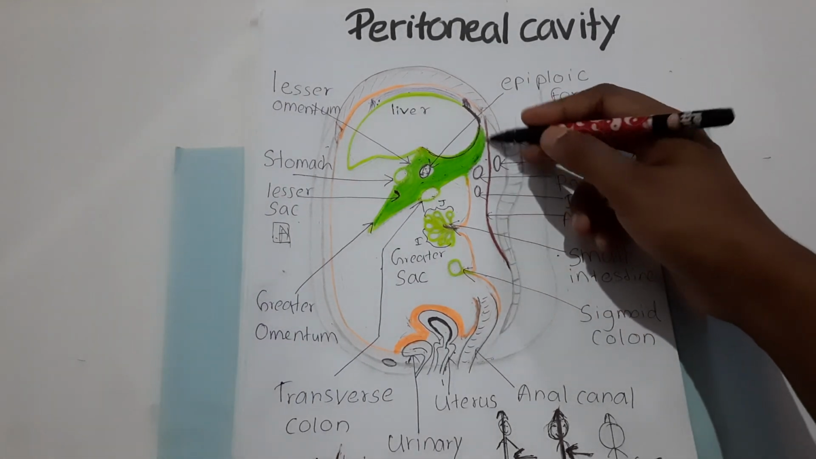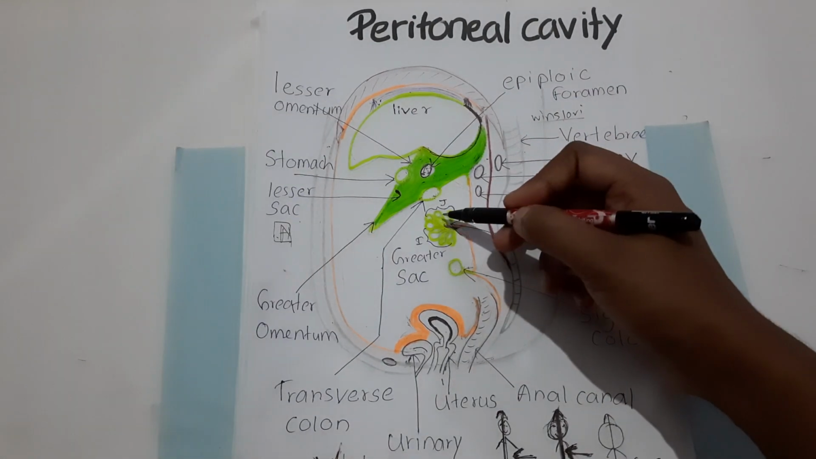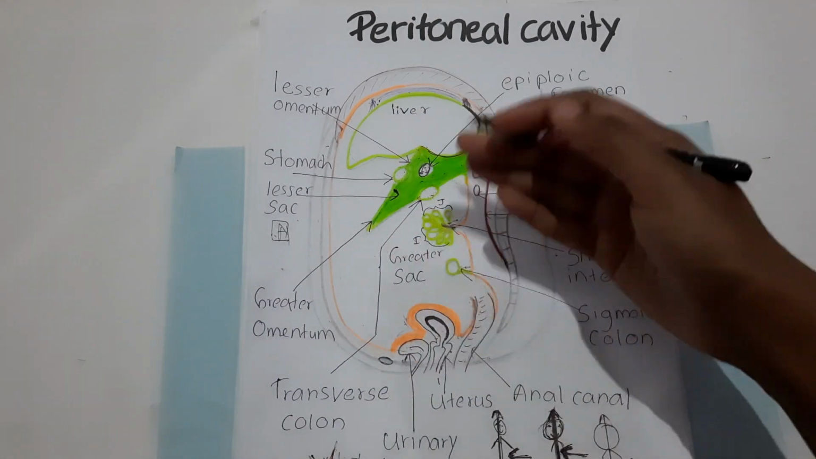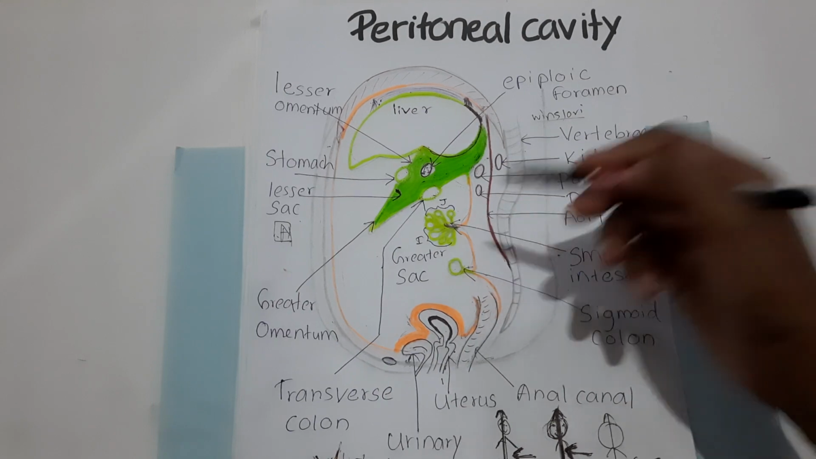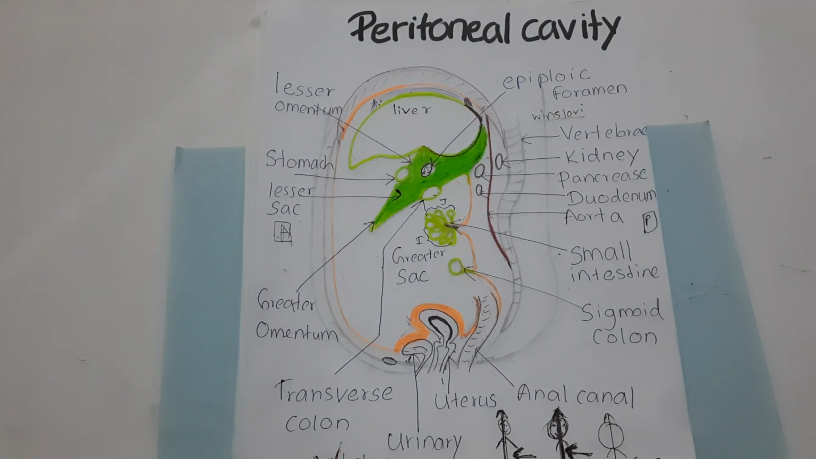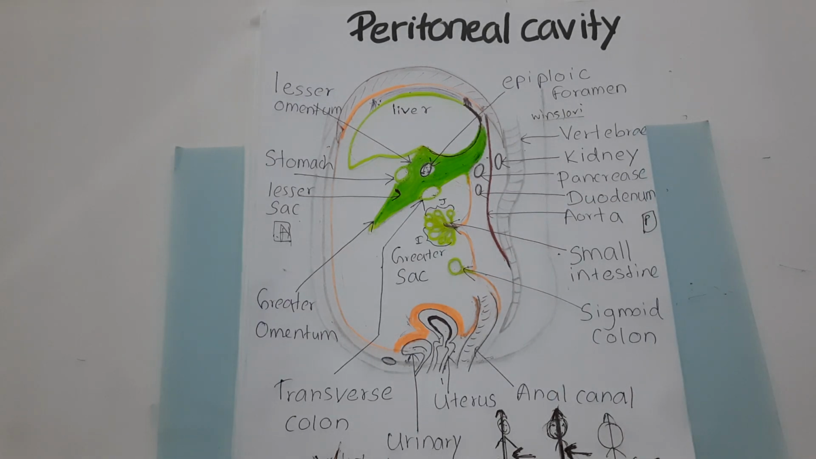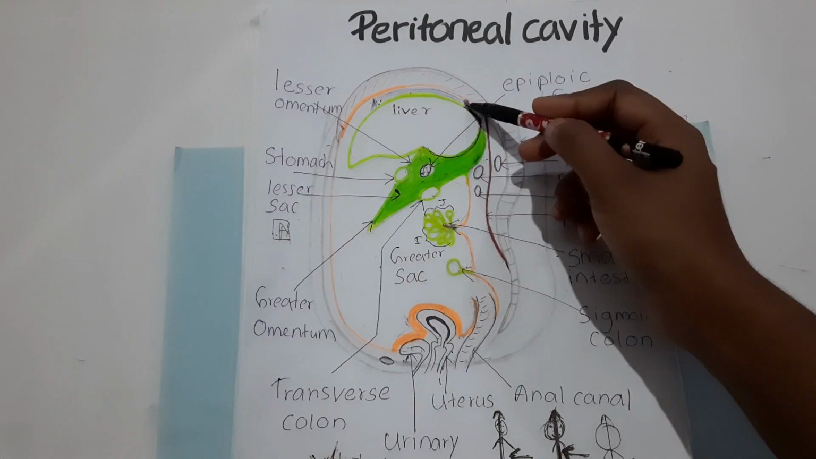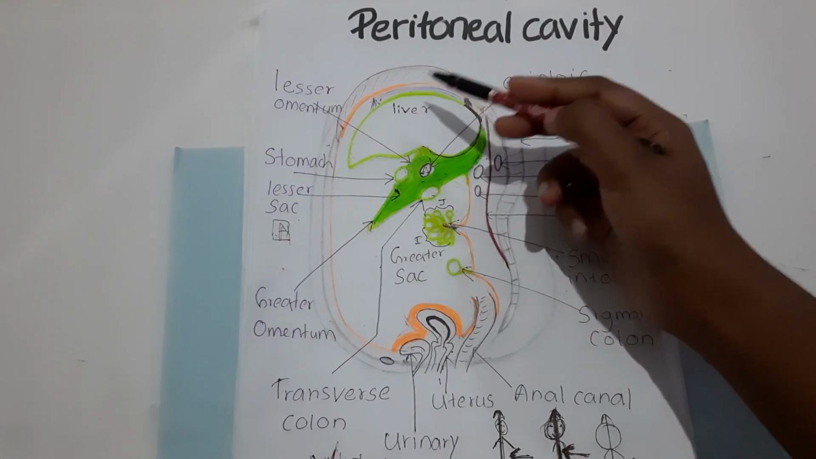So here this is the aorta, and then here this is the small intestine, as I told before, the cross section of the loops. The upper loops belong to the jejunum and the lower loops belong to the ileum. And here this is the sigmoid colon. And here you can see the liver, and above the liver you can see two triangular ligaments and the coronary ligament of the liver.